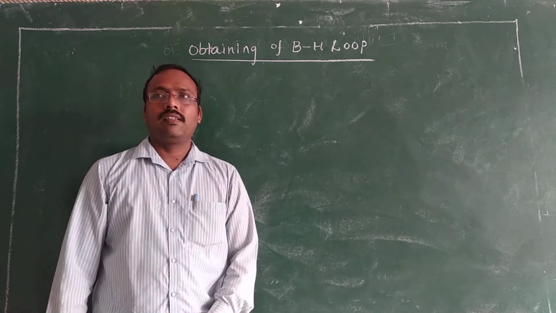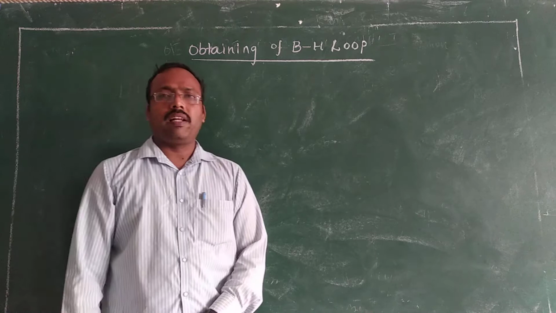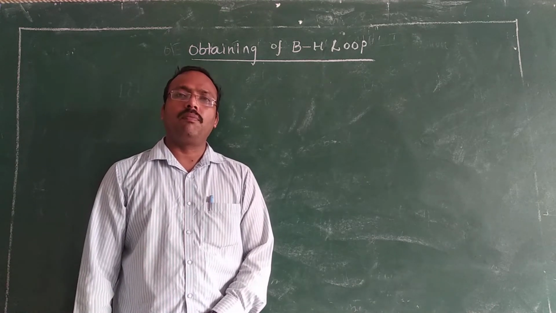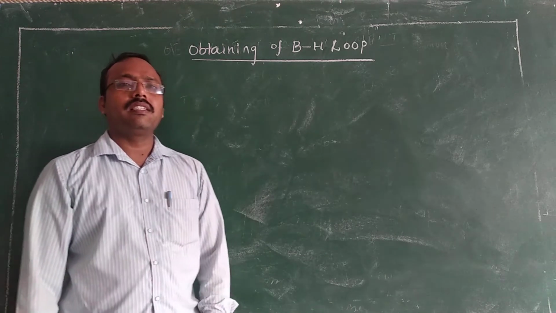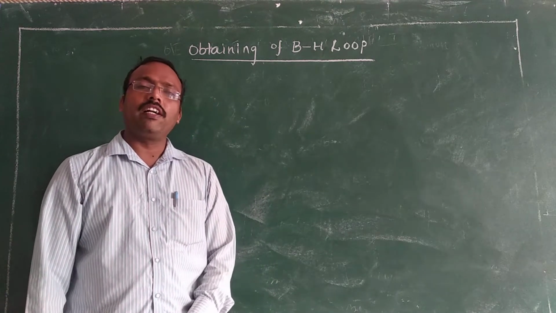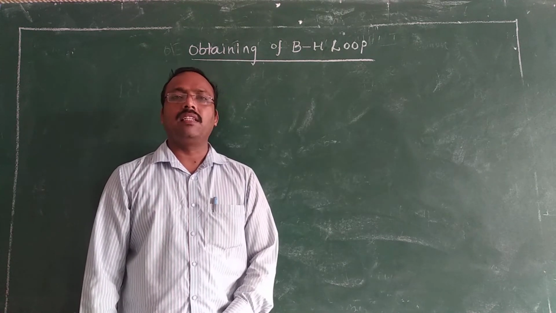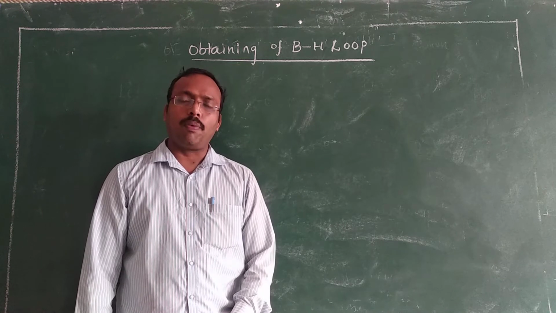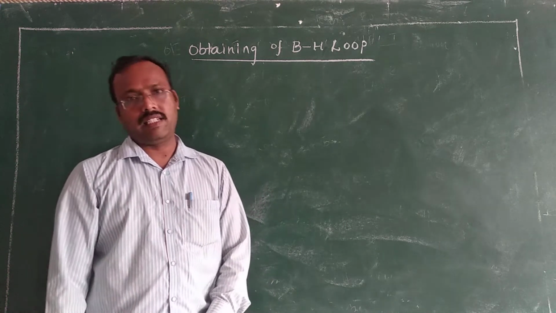Today we are going to discuss the experimental method of obtaining the BH loop. In the last class we discussed the different types of permanent magnet materials and their operating characteristics and applications.